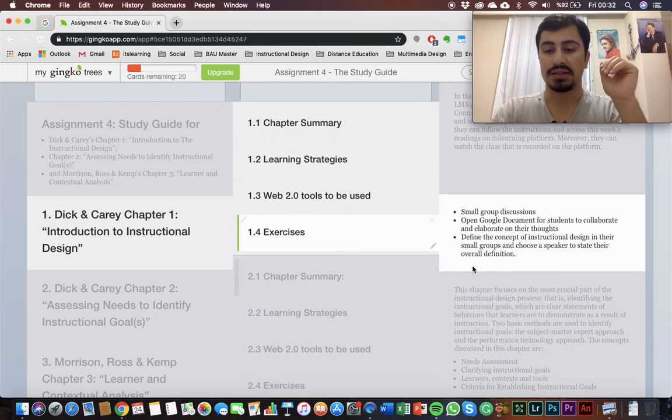The exercises. Small group discussions: open Google documents for students to collaborate and elaborate on their thoughts, define the concept of instructional design in their small groups, and choose a speaker to state their overall definition.